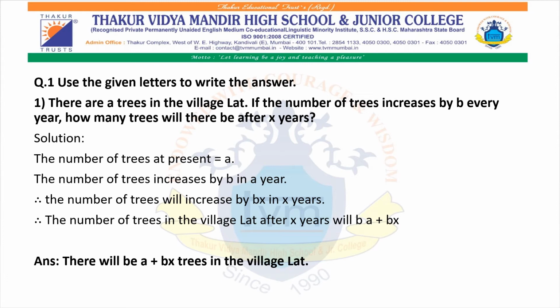Solution. The number of trees at present is equal to a. The number of trees increases by b in a year. Therefore, the number of trees will increase by bx in x years. Therefore, the number of trees in the village lot after x years will be a plus bx. So the answer is, there will be a plus bx trees in the village lot.